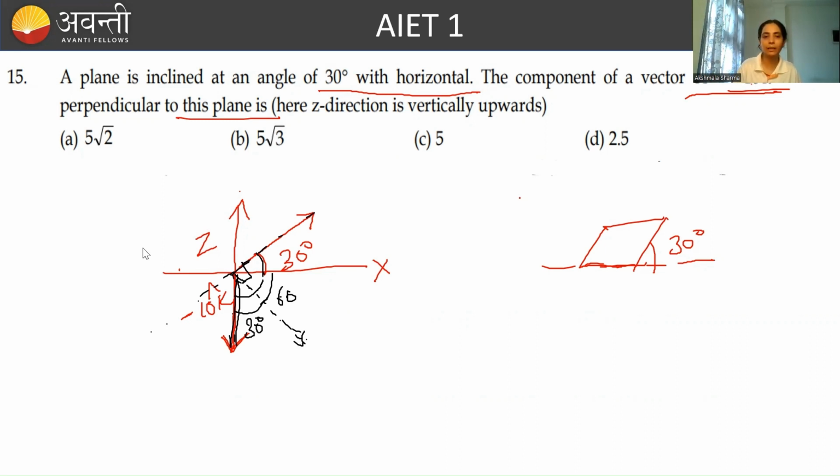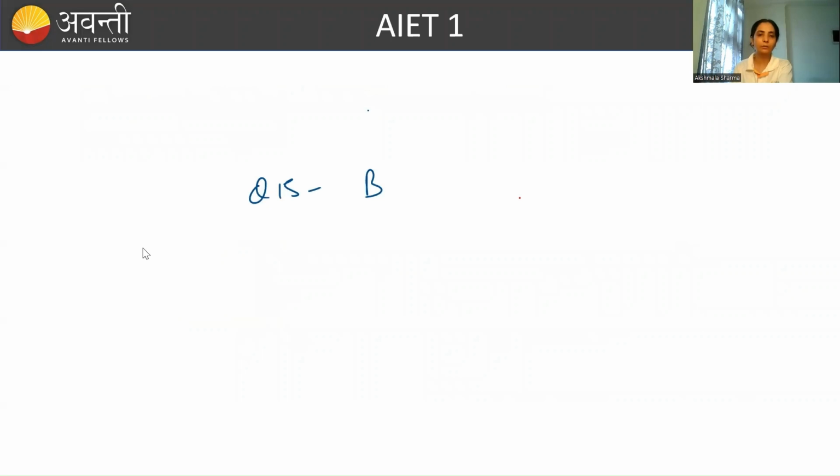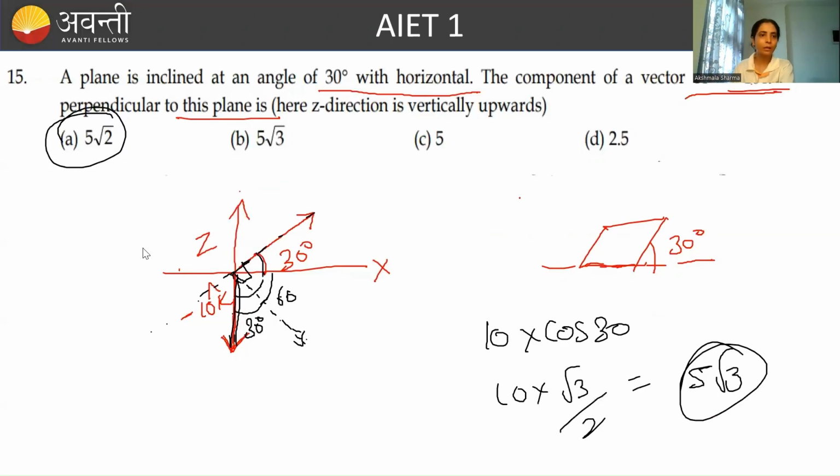Now, component of this vector along this line will be 10 cos 30. Cos 30 is how much? Root 3 by 2. So this will give you 5 root 3. You just needed to draw the diagram in this question, nothing else. Question is very much easy. So the correct option will be what? Correct option will be A. Sorry, that is 5 root 3 now. So correct answer will be B.